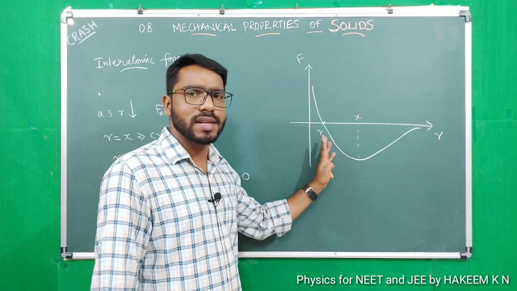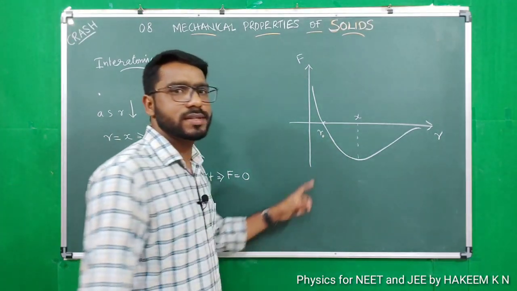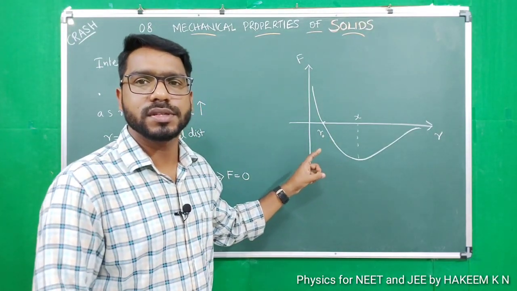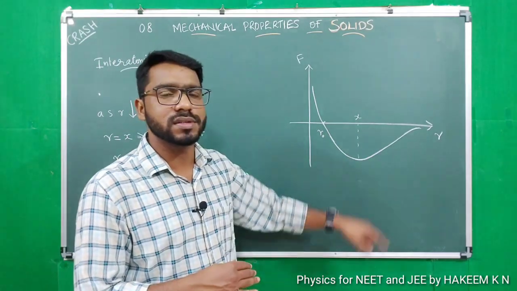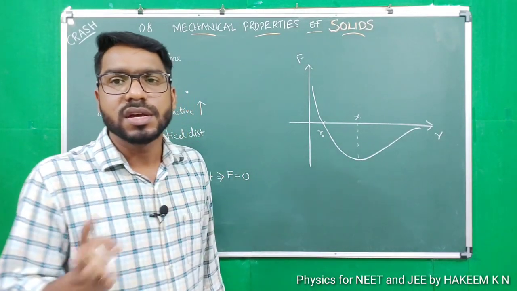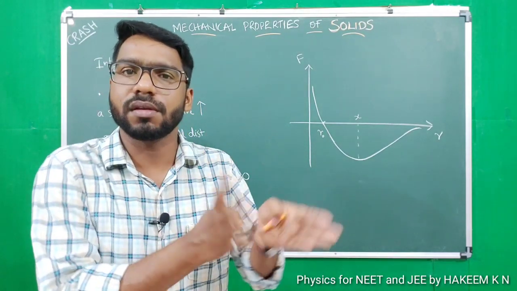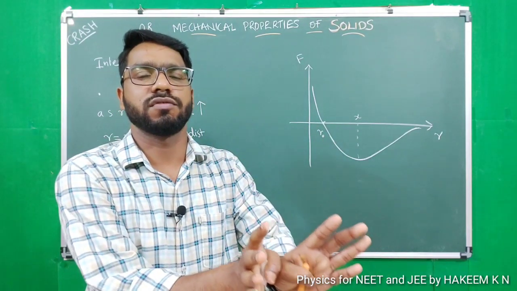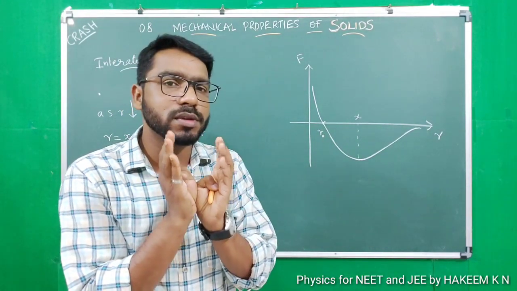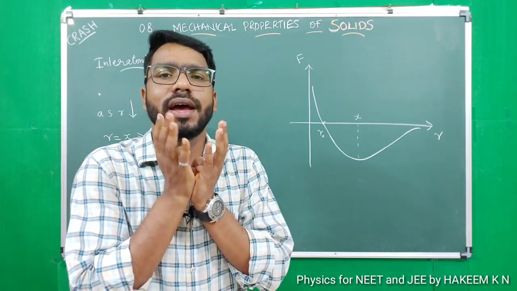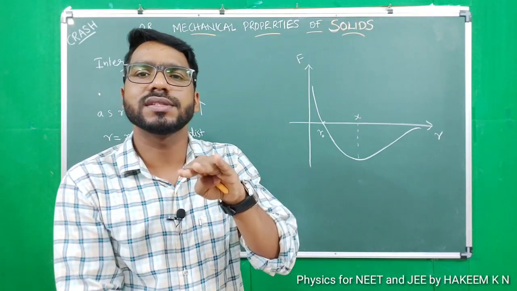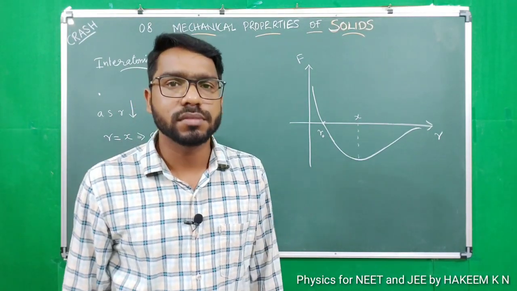If the distance is less than r0, we can say the force is repulsive. If the distance is greater than r0, the force is attractive. So interatomic force may be repulsive or attractive according to the displacement between the atoms, and the interatomic force is zero at the equilibrium distance.